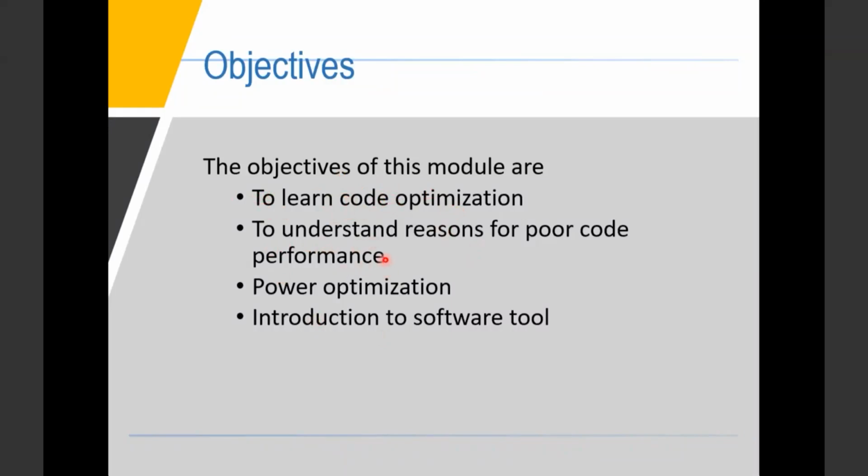So what are the reasons that will result in poor code performance, and how to do power optimization, which is crucial in embedded systems, and an introduction to the software tools. We are going to look at what tools are available in order to do the optimization and in order to measure the performance of your systems.